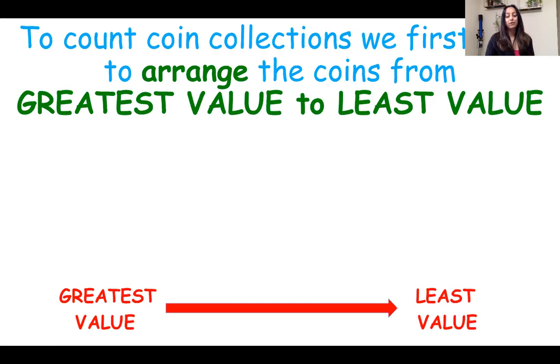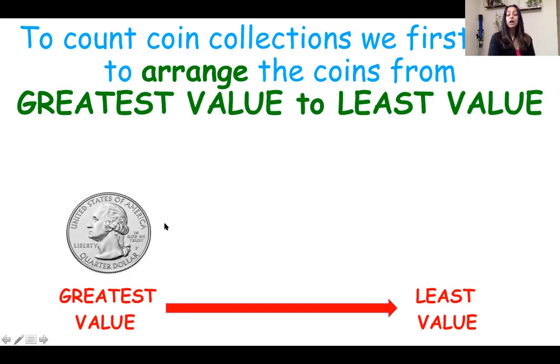So let's go through our coins one more time to remember which coins are the greatest value to the least value. So what coin do you think would come first? If we think about all 4 coins that we know, which of those coins has the greatest value? Pause the video and shout out your answer. Go. All right, you guessed it, a quarter. A quarter has the greatest value because it's worth 25 cents. There is no other coin that is worth more money than a quarter.